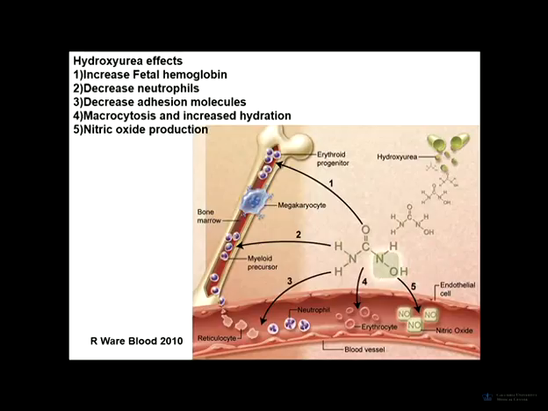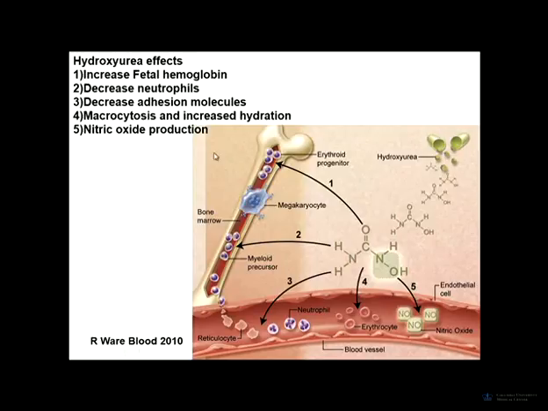If your red cell is dehydrated, if you have loss of cell water, the molecules are jammed in even tighter. Whereas if you have an increase in the cellular water, if you have macrocytosis and decreased hemoglobin concentration, then you'll have less tendency for sickling. So hydroxyurea has this effect.